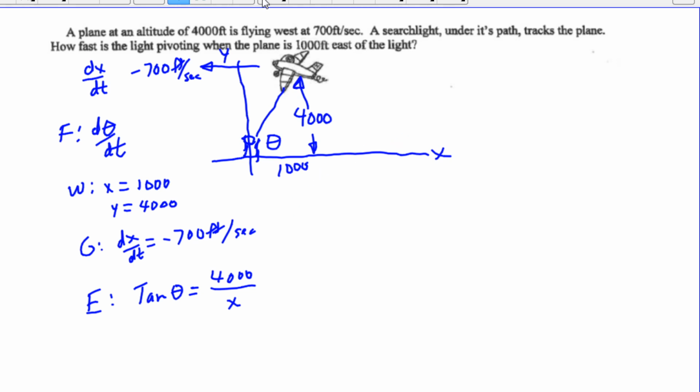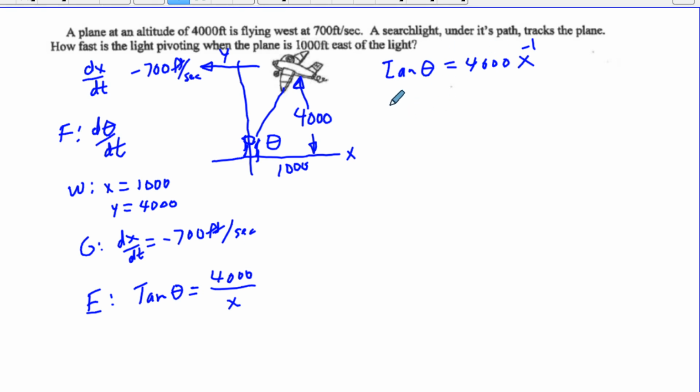So now I'm going to leave a little more room on the right side here. We're going to say tangent theta equals 4,000, and we have x sitting here in the denominator. I'm going to say that's going to be x to the negative 1 power. And you know why I'm doing this, I hope, right? Okay, let's take the derivative of both sides of this equation.